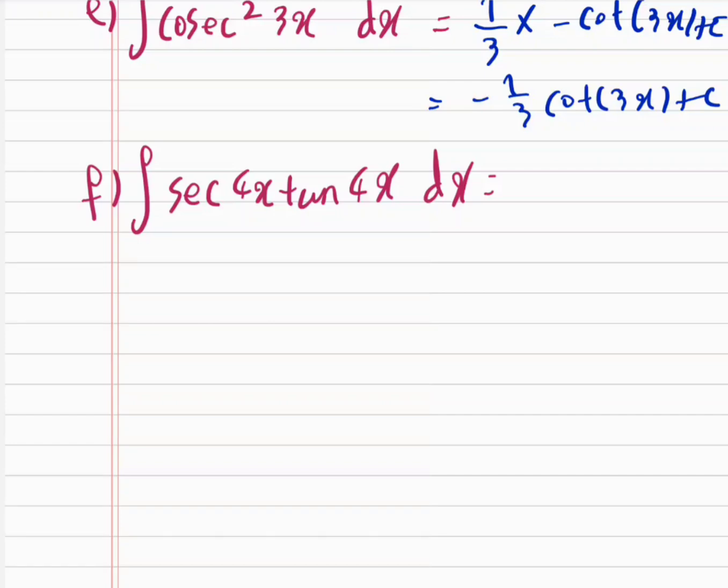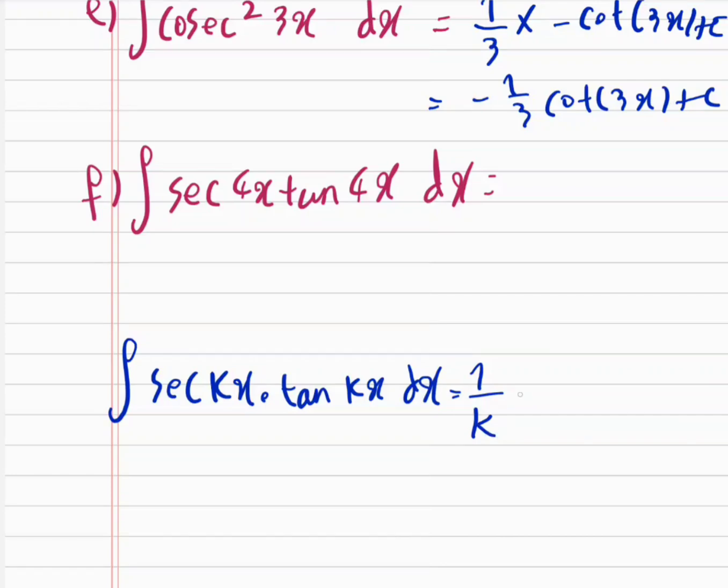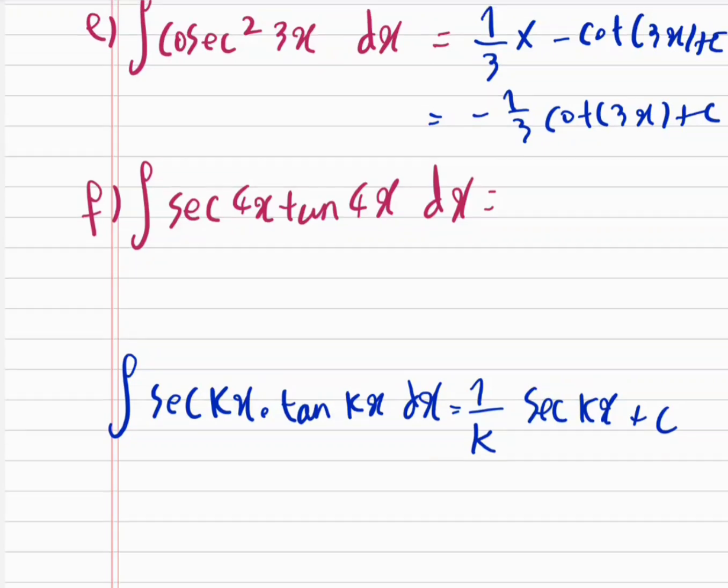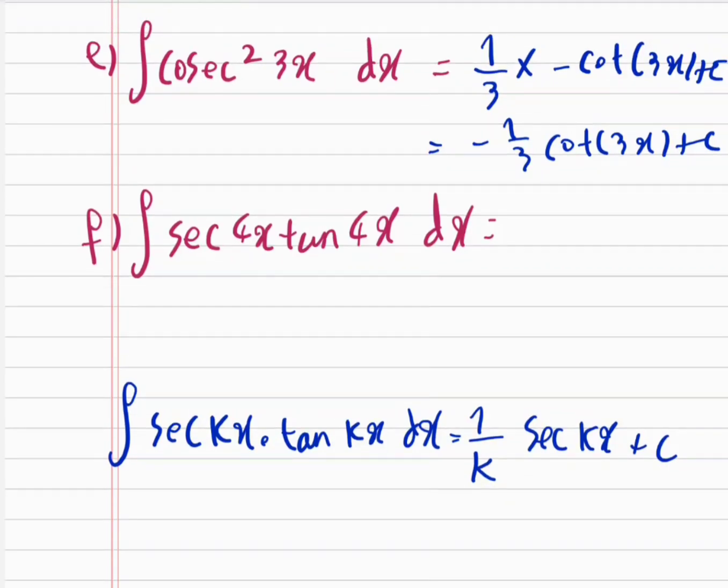Now for the next question, we have sec 4x times tan 4x, and we just need to remember that in the standard results, if we have sec kx times tan kx dx, this integrates to 1 over k sec kx plus c. So in this case, we use the standard results rather than the approach I used before, which is essentially the same thing.